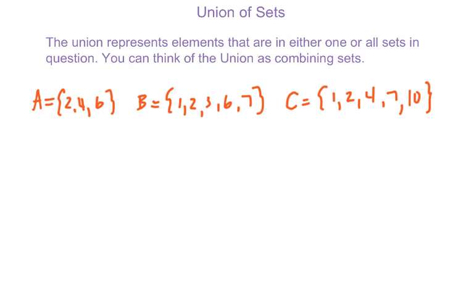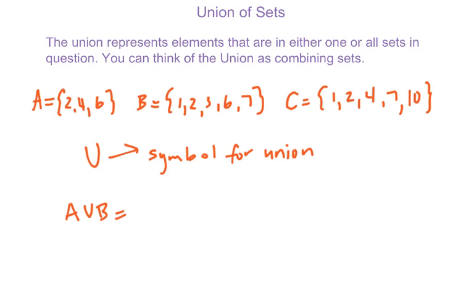So the first part of our example asks us to find the union of sets A and B. Now the symbol for union looks like the opposite of the symbol for intersection. So the symbol for union looks like a U. The first part of our example asks us to find the union of sets A and B. So that's represented as A union B. And what we're going to do is to combine the sets A and B, but we're not going to double count an element.